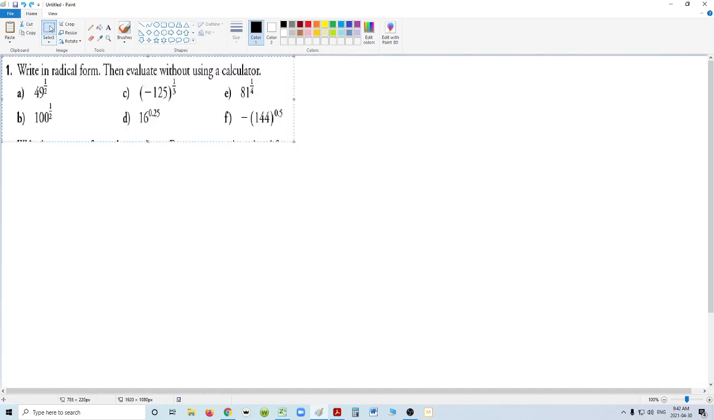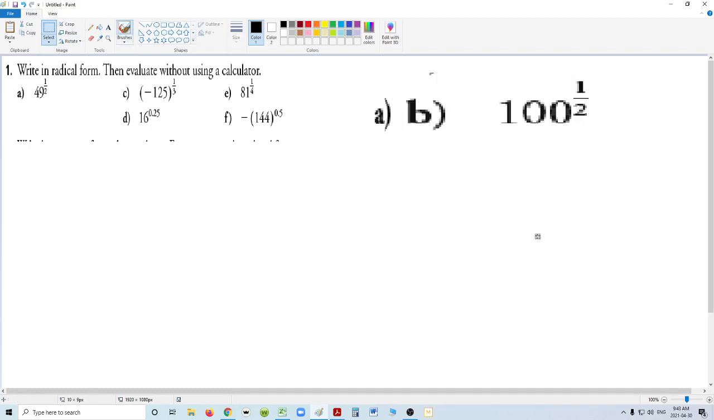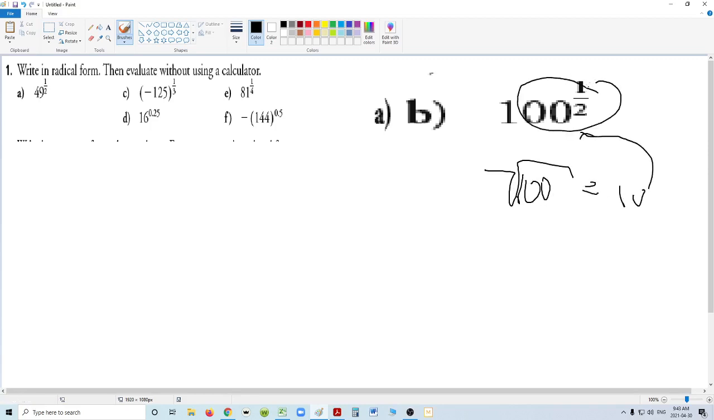So based on what I've said, what they're making you get used to is rational numbers, or fractions, as an exponent. So this is the same as, and I said that's the root and that's the power, the square root of 49, which is 7. So the answer to that is 7. This obviously is the same thing. Now they're asking for the square root of 100, which is 10. That's what 10 to the half is.